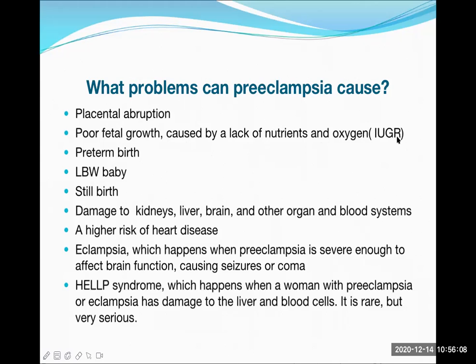But remember, this is not equivalent to a preterm baby. Usually the baby has already attained maturity, but looks smaller than normal as a result of growth retardation. Preterm birth can happen. Low birth weight baby is a result. The definition of low birth weight, can anyone tell me what is the meaning of low birth weight? What is the definition?